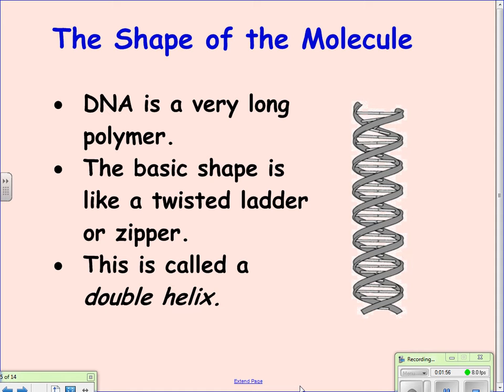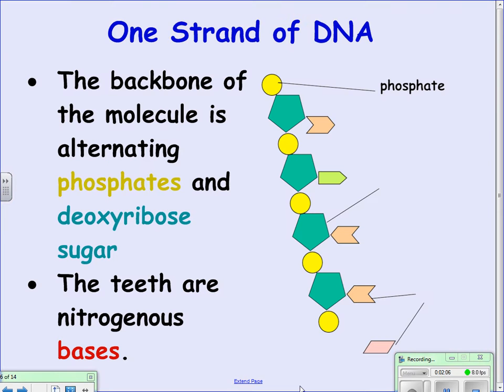So if we look at the shape of a DNA molecule, DNA is very long. It's shaped like a twisted ladder, and oftentimes we call this twisted ladder shape a double helix. One strand of DNA is composed of alternating phosphates and deoxyribose sugars. So this right there is our phosphate, and this is that deoxyribose sugar. And the teeth are nitrogen bases.